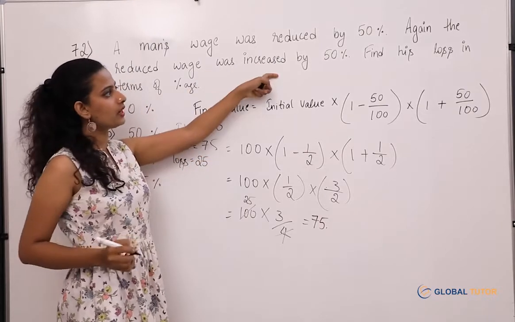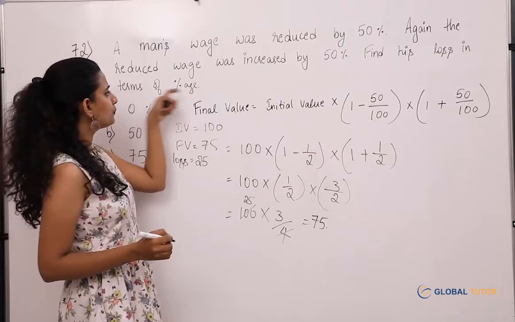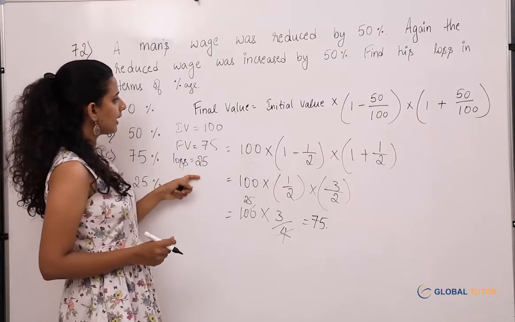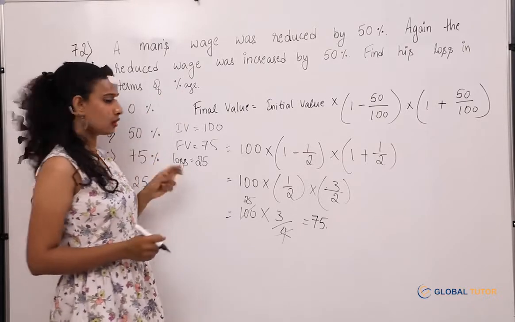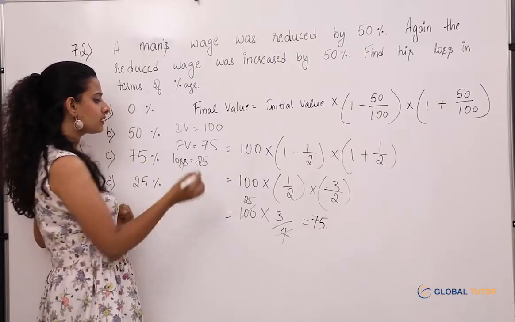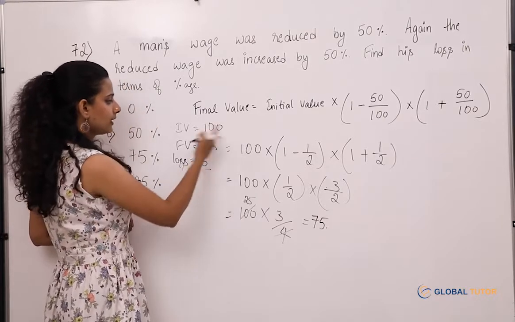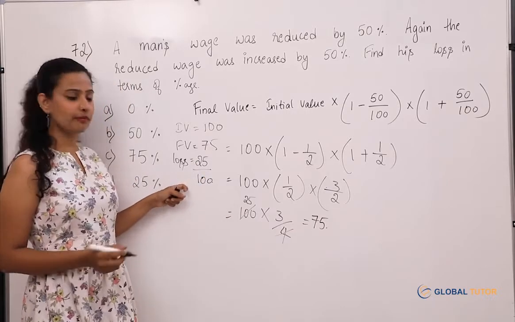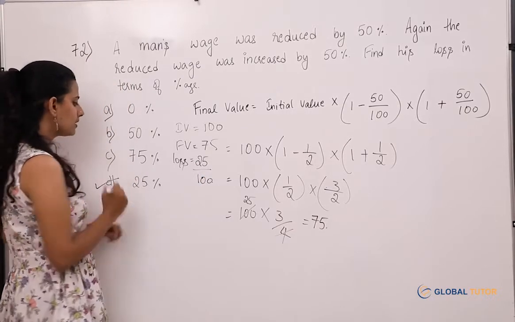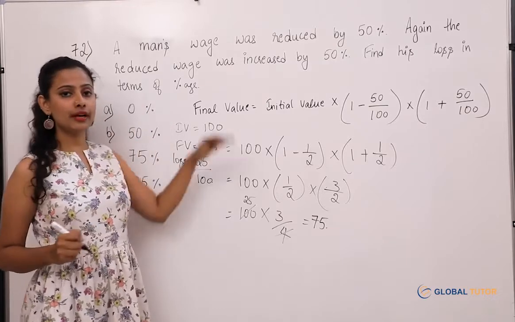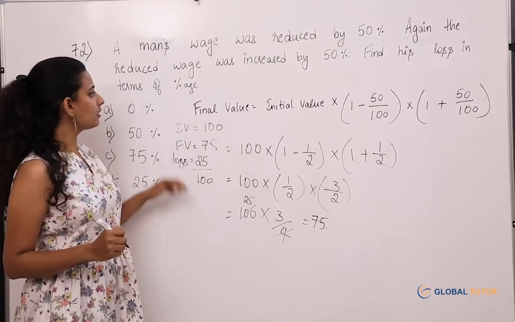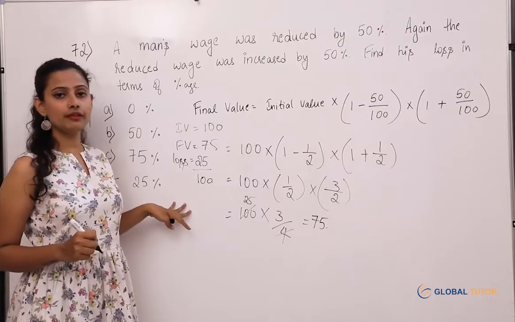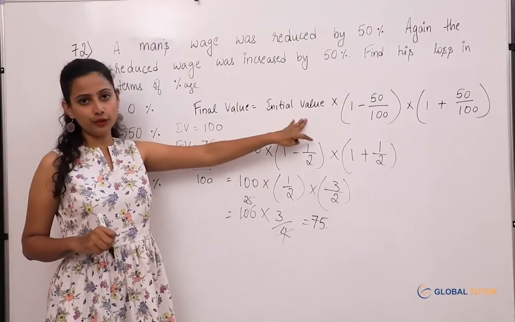Because in the question they've asked us the percentage of loss, we have to write the loss in percentage. So percentage loss is loss by initial value, which is 100. So this will be 25%. Option D is the right answer. So whenever we have to compare any percentage, we have to compare it with the initial value.